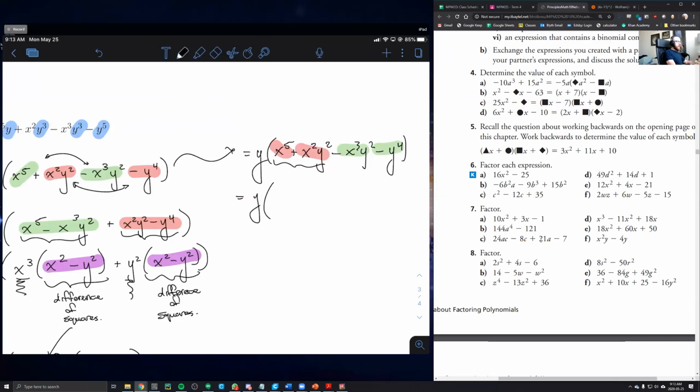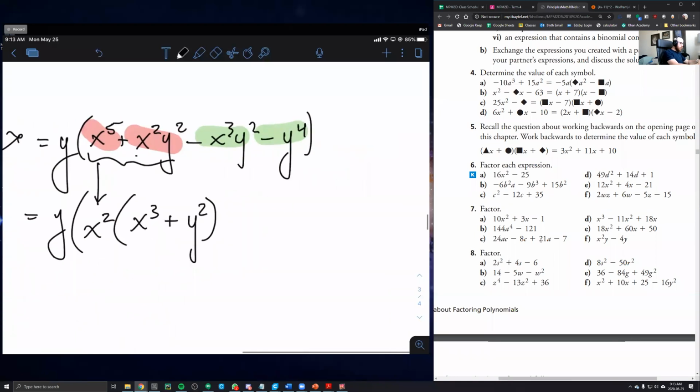I notice that for those two terms, they both have an x squared in them. So I can factor out an x squared. What I will be left with is x to the 5 divided by x squared, that's x to the power of 3, and I have x squared y squared, so I'm taking out the x squared, so I'll have plus y squared. So that's my first factoring step for the first grouping there.